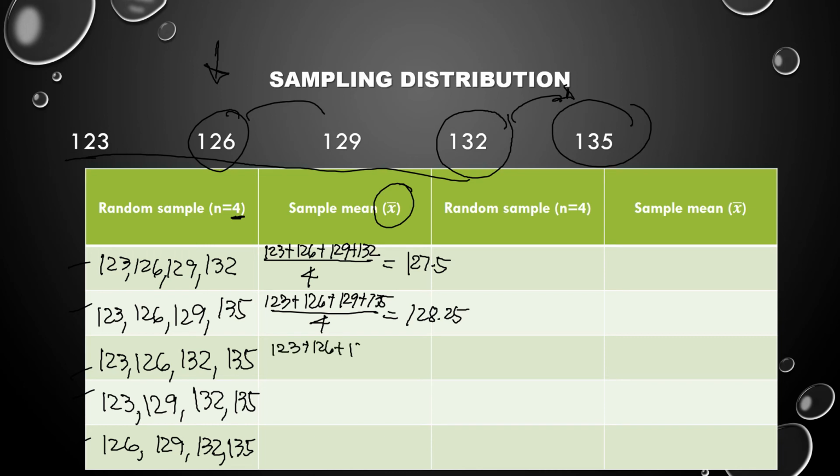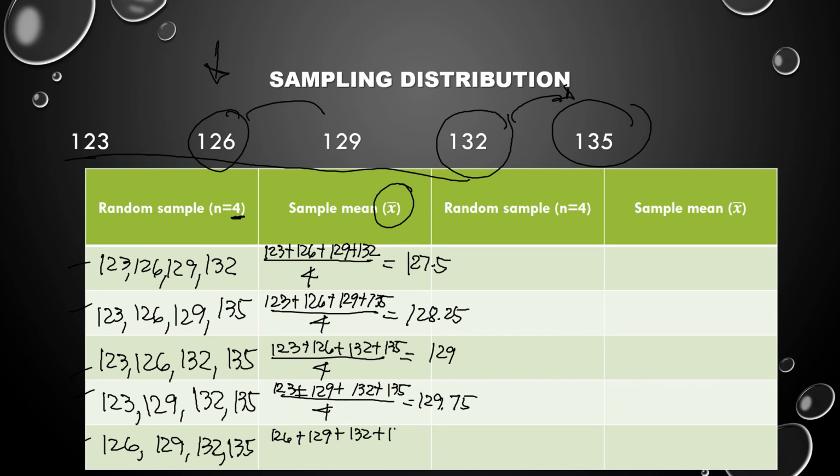Next, we have 123 plus 126 plus 132 plus 135. We divide this one by 4. This is equal to 129. Next, we have 123 plus 129 plus 132 plus 135. We divide this by 4, and this is equal to 129.75. Next, we have 126 plus 129 plus 132 plus 135. We divide this by 4. This will be equal to 130.5. Okay, so there you go with your sample mean.